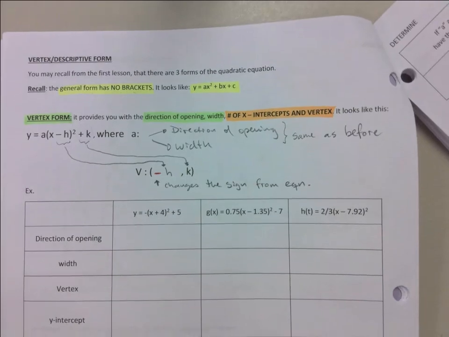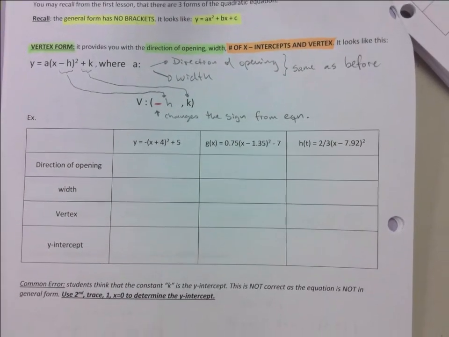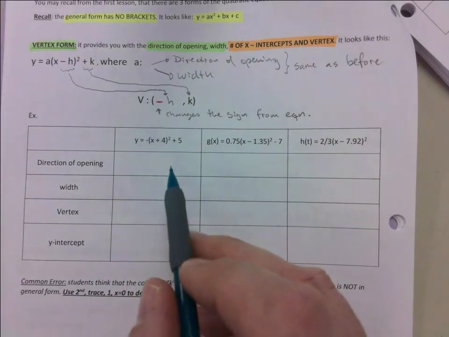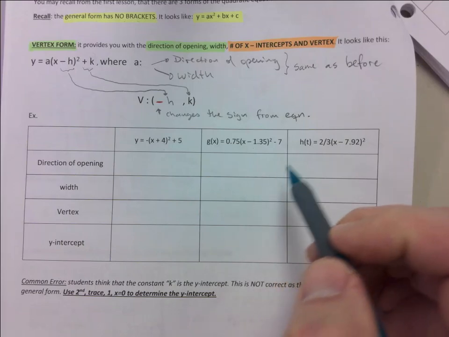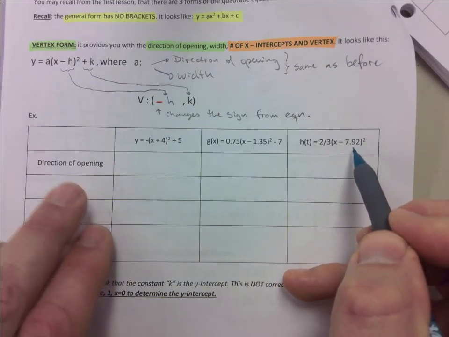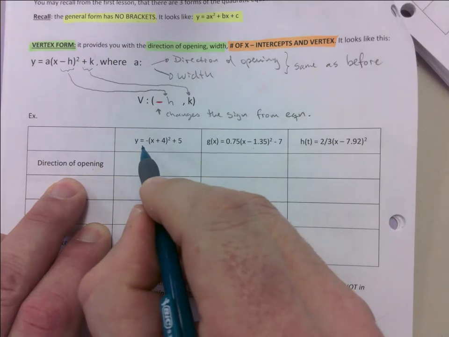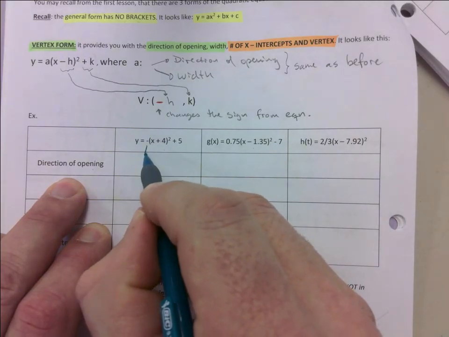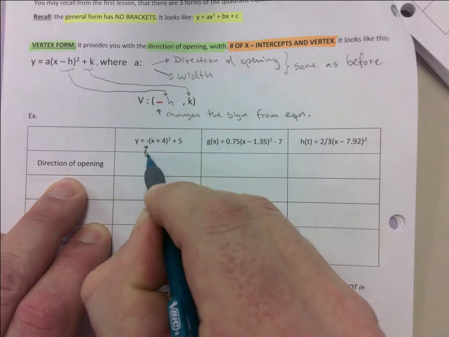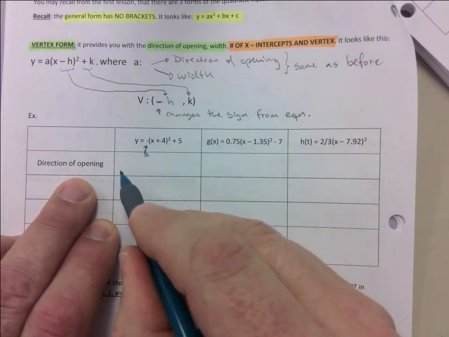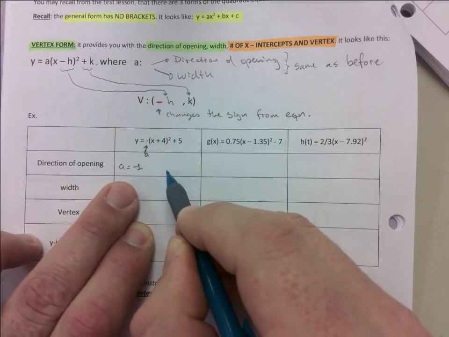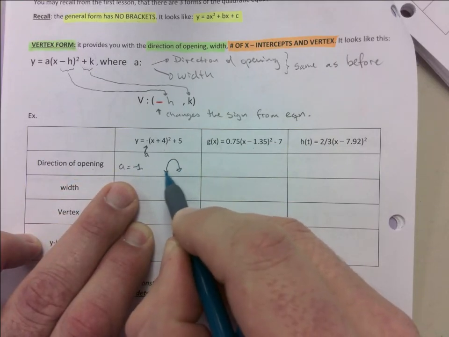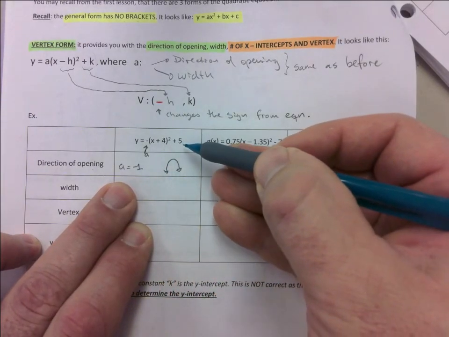So, here are some examples. All of these have a bracket with a square on top, so we know it's vertex form. Direction of opening. This right here is A, right there. That is A, and it's -1. So A is equal to -1. So direction of opening, this will be pointing down. That's what we would expect without even graphing it.